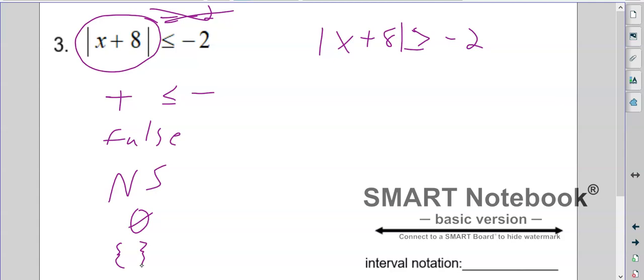And if you look over here to the right, this, again, is always going to be a positive number or 0, all right? But here we're saying that a positive number is greater than or equal to a negative number. Well, that's a true statement, all right? And that would be infinite or all real numbers, okay? So those are two special situations. Just want you to be aware of them.